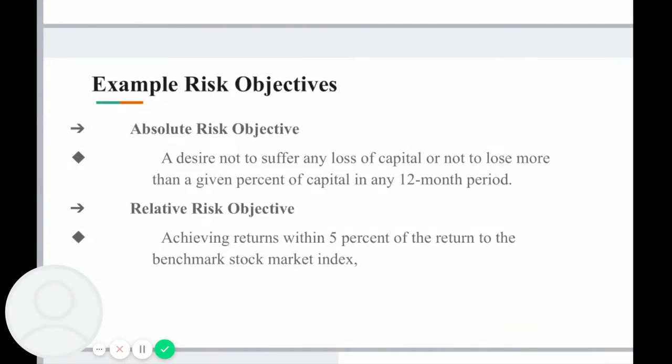On the other hand, the client may have a desire to achieve returns within 5% of the return of the benchmark stock index. This type of risk objective is called a relative risk objective.